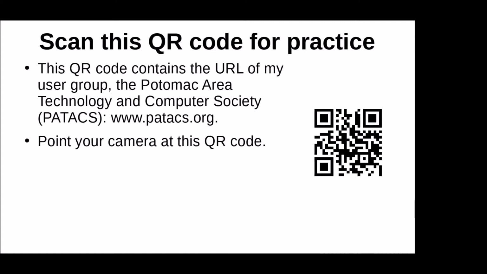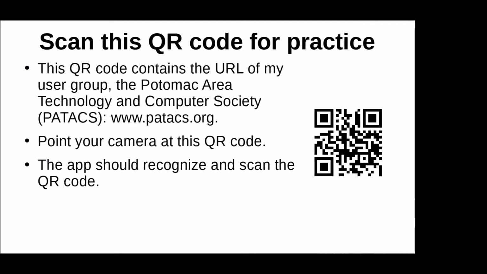So point your camera at this QR code. Like all QR codes, it has three squares in the corners. That's how you can recognize a QR code. The app should recognize and scan the QR code. You do not have to tap a shutter button in order to make that happen.